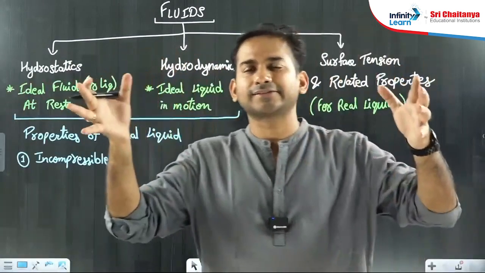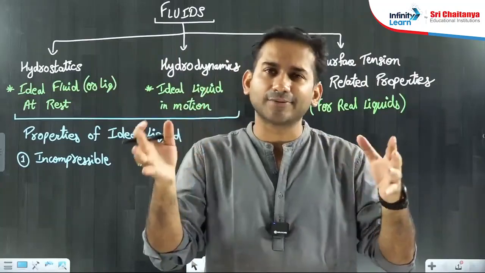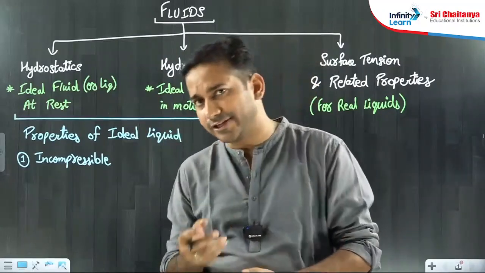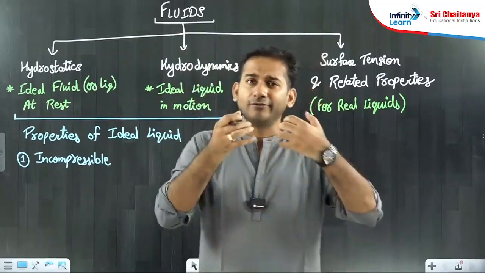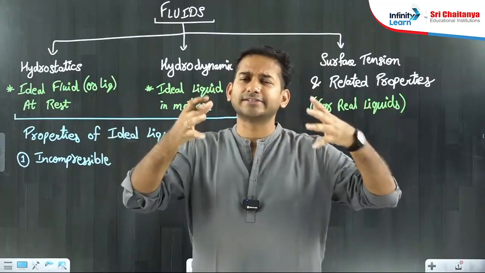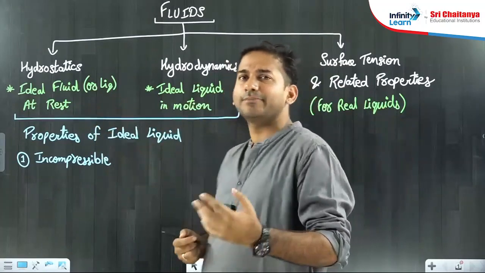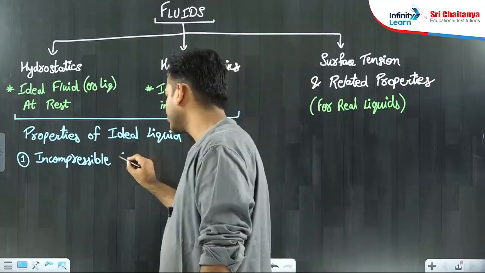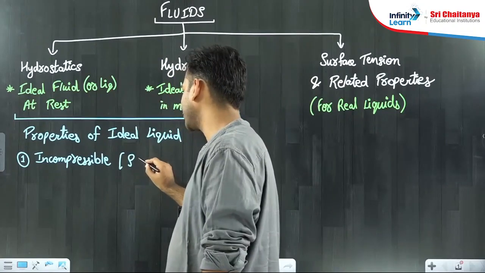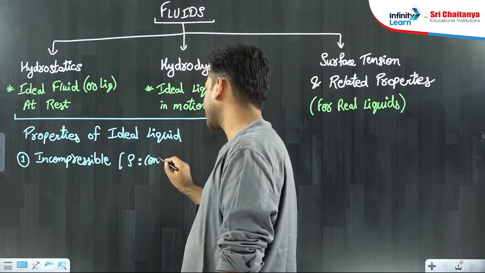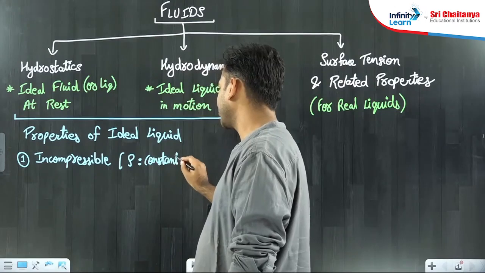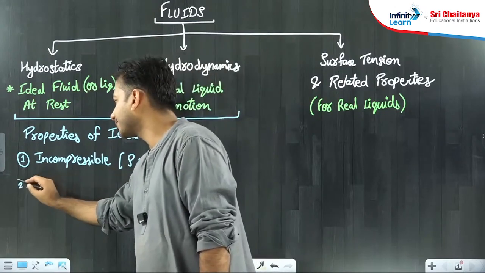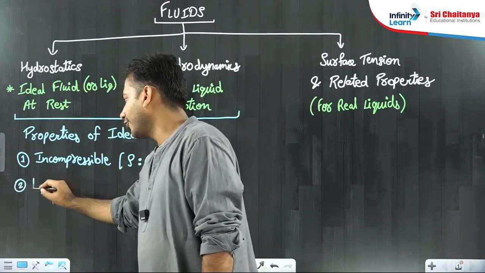I mean, if you compress a liquid, definitely the particles will come closer and hence the degree of closeness, the density, will increase. If you expand it, its density can be decreased. But if it is incompressible, its density can't be changed. That is, density rho is going to be constant. It won't change. Number two, non-viscous.